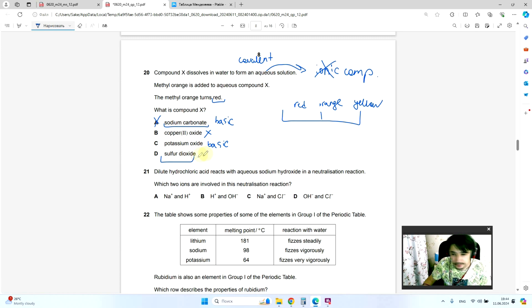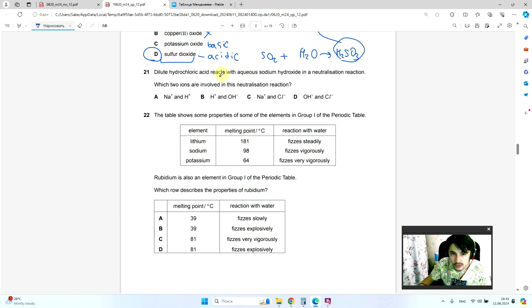Sulfur dioxide, it's an acidic oxide that can react with water to give sulfurous acid, and that turns methyl orange red. So that is the correct answer. Next question. Dilute hydrochloric acid reacts with sodium hydroxide in a neutralization reaction. Which two ions are involved in neutralization reaction? So neutralization is always a reaction between hydrogen and hydroxide ions. So you need to pick up that option and ignore others.